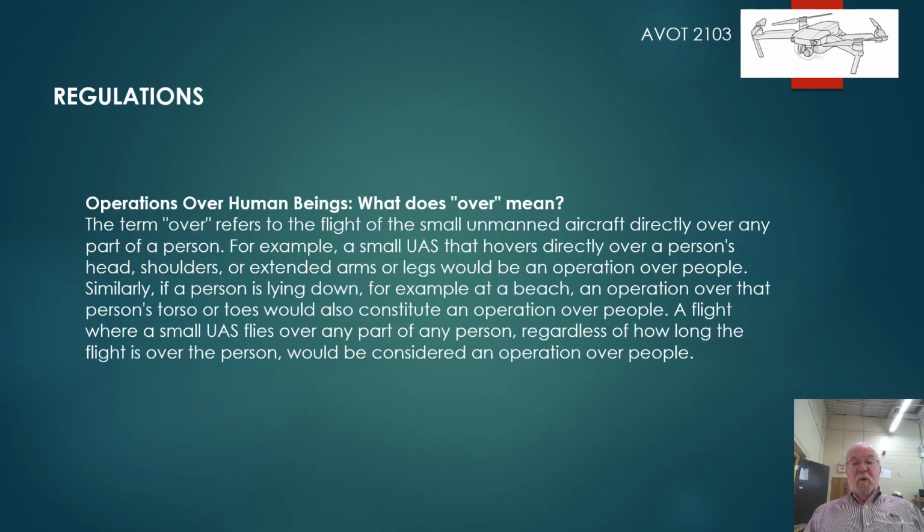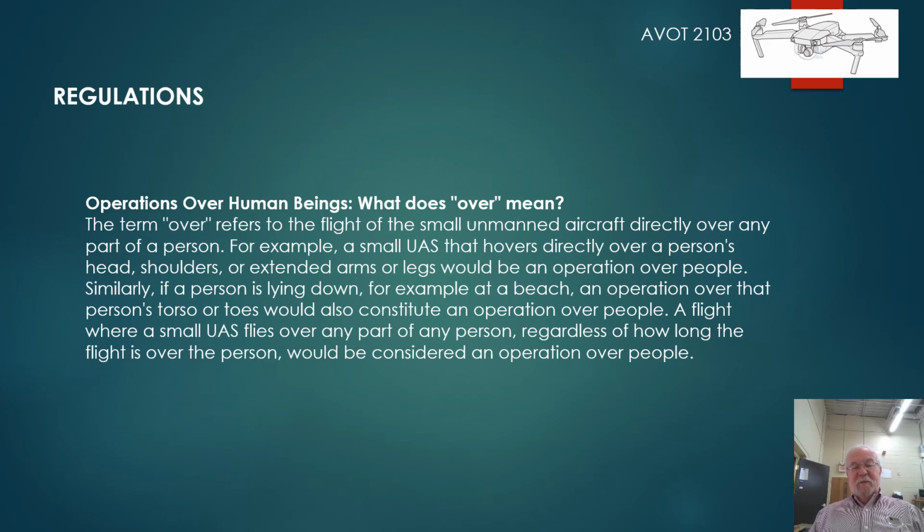Operation over human beings. What does over mean? I guess this is more an FYI than it is a testing thing. But since this is a new rule, I wanted to cover this anyway. Probably not on the test, but let's just look at this and see what the recommended procedures are. The term over, according to the commentators for the FAA, refers to a flight of the small unmanned aircraft directly over any part of a person. For example, a small UAV that hovers directly over a person's head, shoulders, or extended arms and legs would be an operation over people.